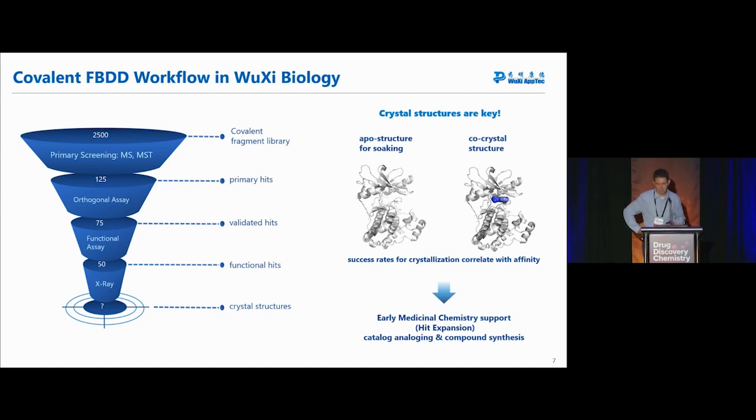Typical hit rates are about 5%. Orthogonal assays can be, for example, MST or nano-DSF. In the case of an enzyme, we can run a functional biochemical assay like ADP-Glo, and the biochemically validated hits would go into crystallography, which is, of course, very important for covalent compounds as well. And typically, I would say a compound number that we can deal with very well is about 50 compounds. Then combining structural information again with biophysical and biochemical data will allow us to initiate hit expansion.